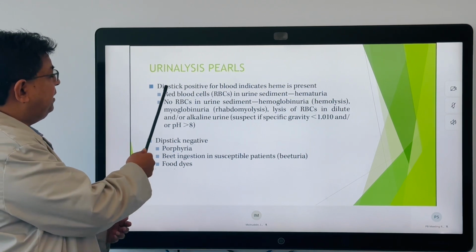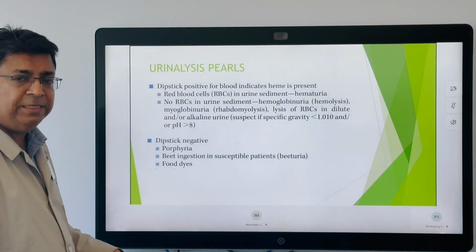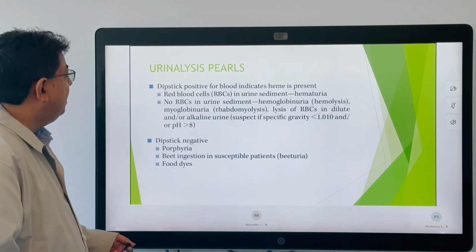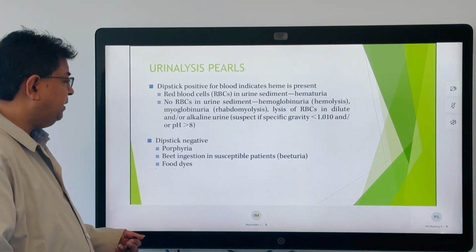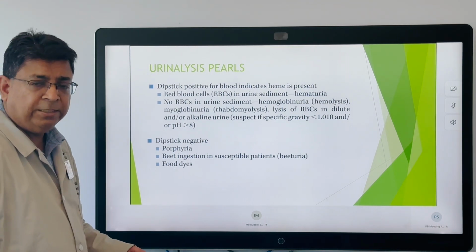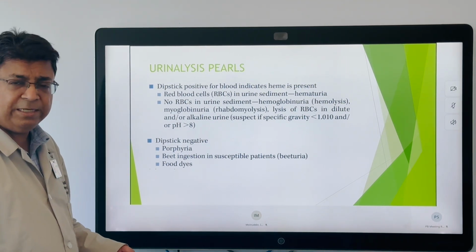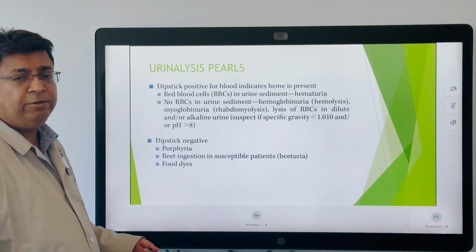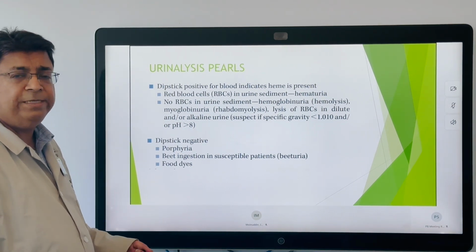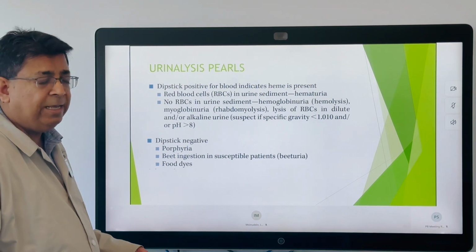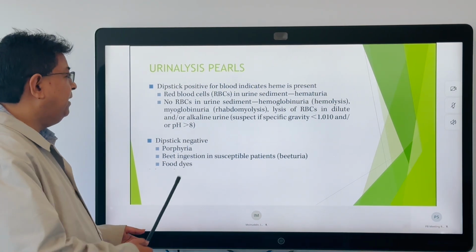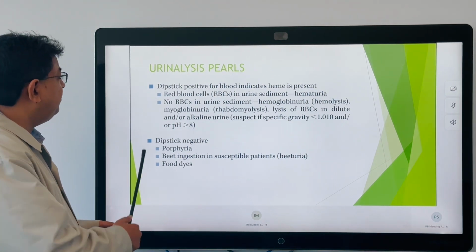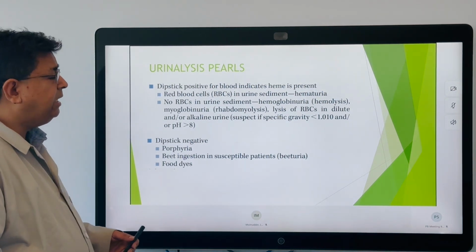If the dipstick is positive for blood, this indicates that heme is present. Red blood cells in the urine sediment indicate hematuria. So if the dipstick is heme positive or positive for blood, and you do urine microscopy and you see intact red blood cells, then that is the definition of hematuria.